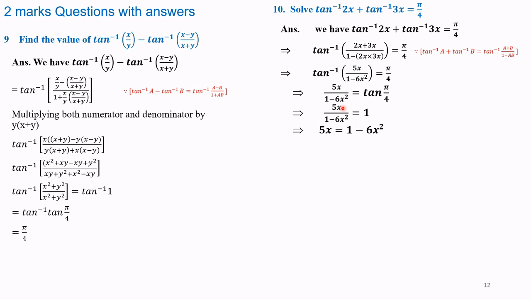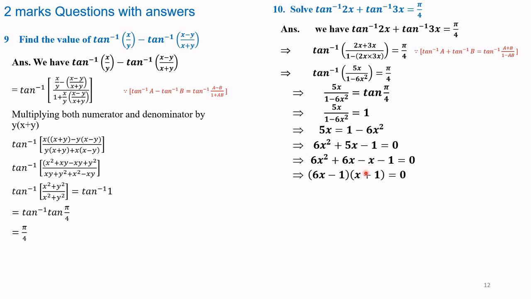Simplifying, we get 5x is equal to, cross multiplying, 1 into 1 minus 6x square. Therefore, 5x is equal to 1 minus 6x square. So, rearranging the quadratic equation, 6x square plus 5x minus 1 equals 0. Here, 6x square plus 5x, this should be minus 1.